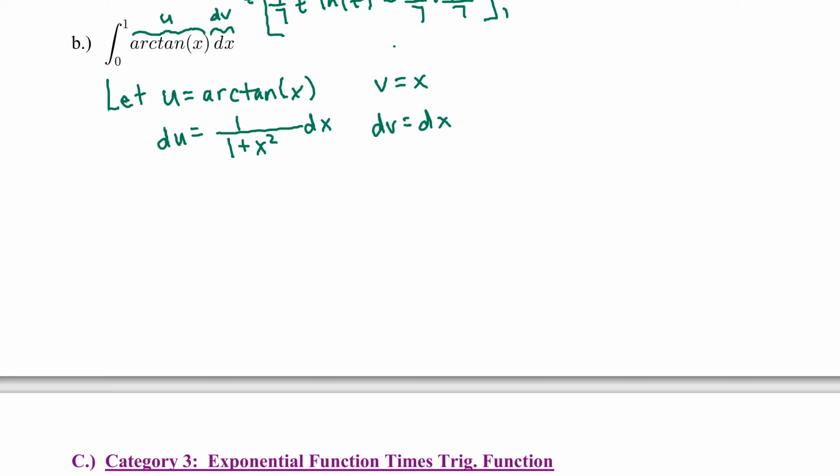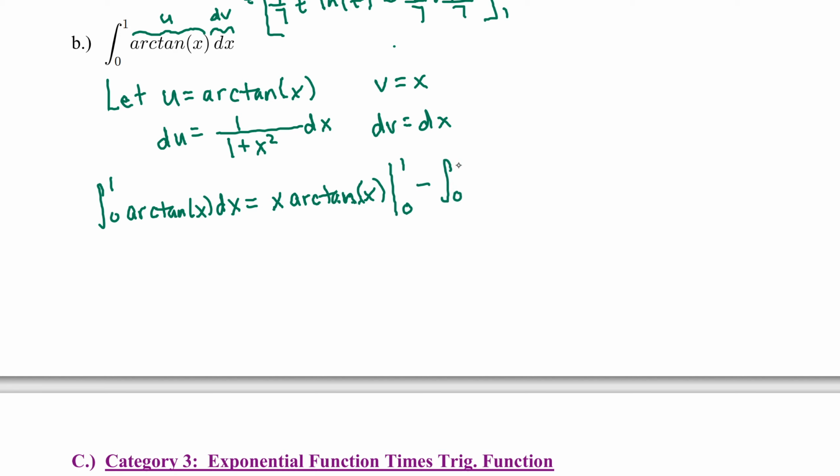Now watch how this one pans out. We have the integral from 0 to 1 of arctangent of x dx, and applying our integration by parts formula, we have u times v. Now I'm going to put it v times u just to make it readable. V is x, u is arctangent of x. So we have u times v minus the, oh, and by the way, this is a definite integral, so I'm going to put a pause right here to remind myself that needs to be evaluated from 0 to 1.